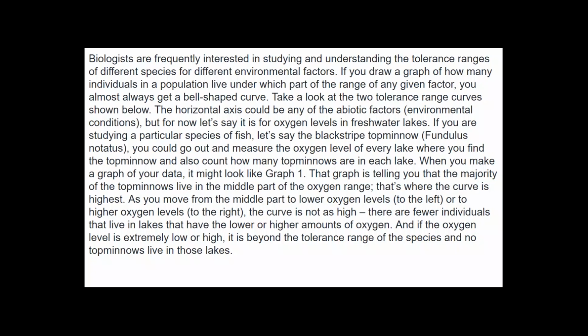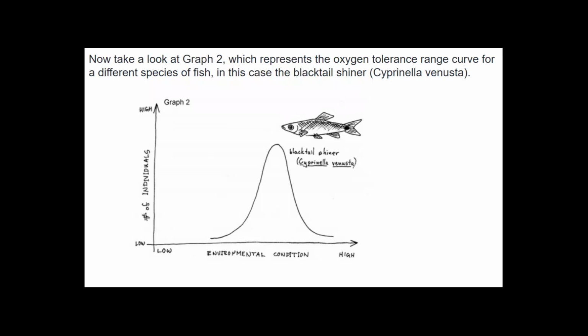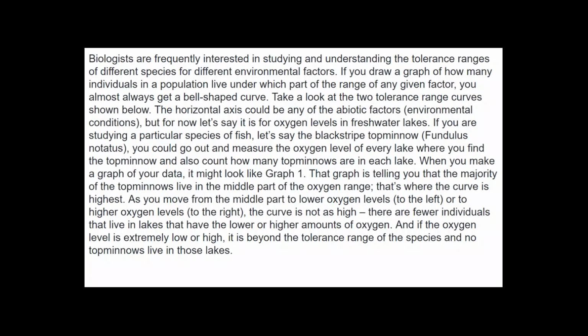When you make a graph of the data, the graph might look like graph 1. That is this one. So they thrive at this environmental condition here. This is the optimal region. At low, it's not so good. At high, it's not so good either. The graph is telling you that the majority of topminnows live in the middle part of the oxygen range. That is where the curve is highest. As you move from the middle part to the lower oxygen levels, or to the higher oxygen levels, the curve is not as high. There are fewer individuals that live in the lakes that have the lower or higher amounts of oxygen. And if the oxygen is extremely low or extremely high, it's beyond the tolerance range, and no topminnows live in those lakes.